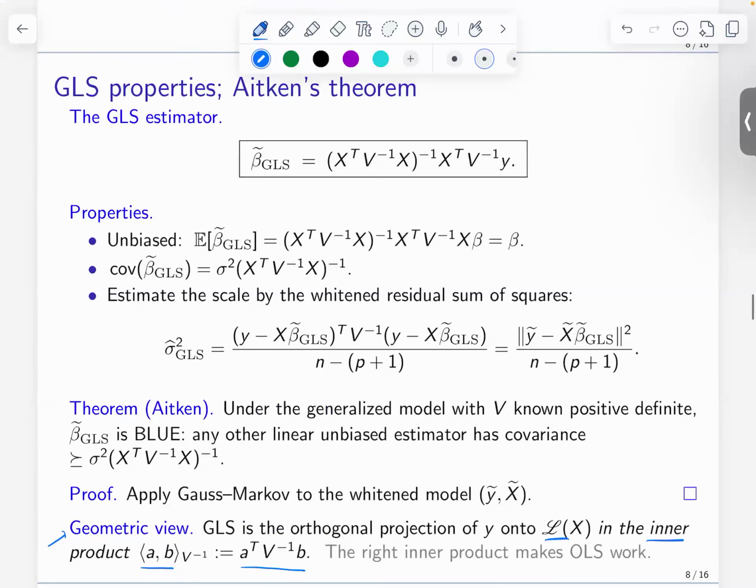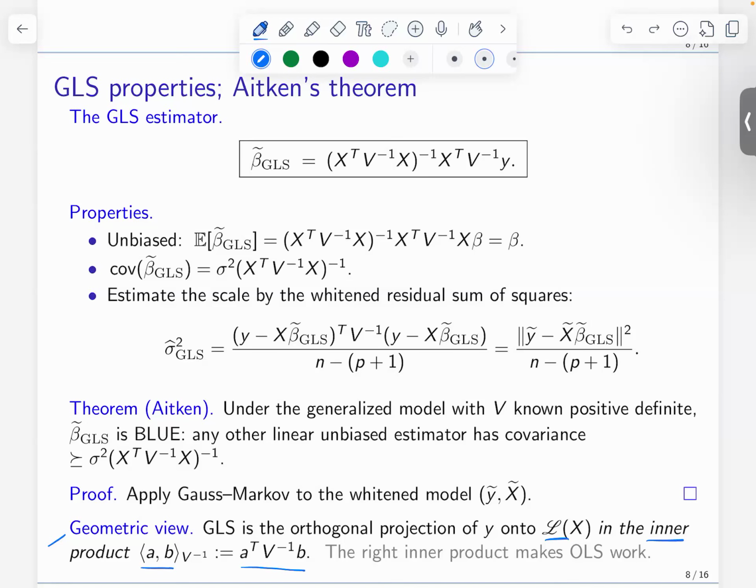Okay, so this result is called Aitken's theorem. I didn't know this until recently, but apparently it's known by this name. It's worth mentioning, and it's nothing but an application of the Gauss-Markov theorem to the transformed model. So under the generalized model with V known and positive definite, beta tilde GLS is BLUE, the best linear unbiased estimator. In this sense, any other linear unbiased estimator has covariance which is bigger than or equal to the covariance matrix of this one, which is exactly this quantity. If you understood Gauss-Markov, this just immediately follows by applying it to the right data.